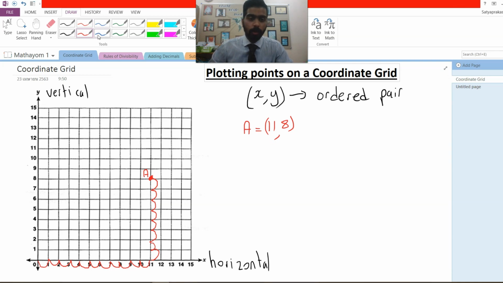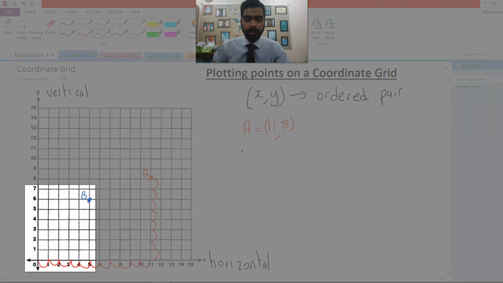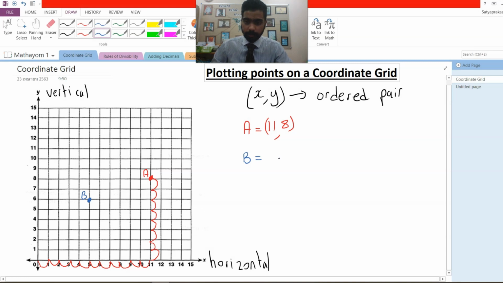Now let me give you one more example. Let's say I have a point right here and I name it point B. Now again, from the previous question, we always start from the x-axis. So if you take a look at this, it is going 5 blocks on the x-axis. Therefore, our x-axis will be 5.